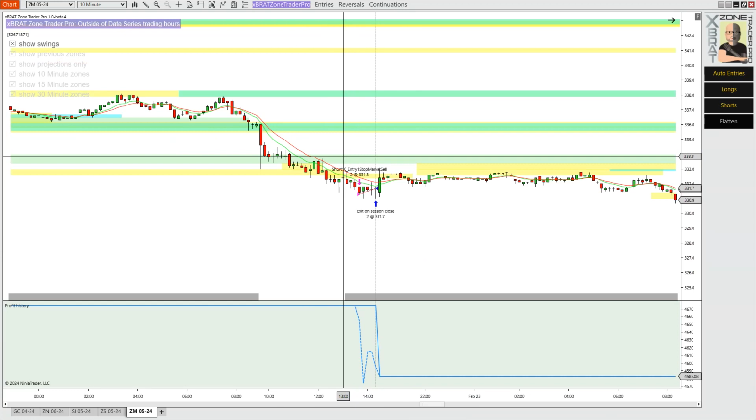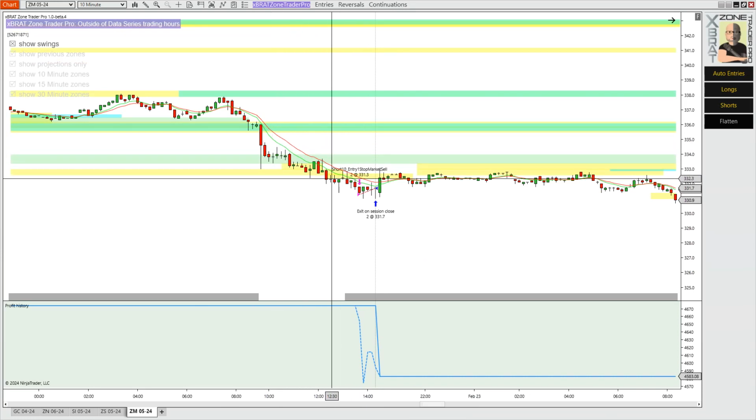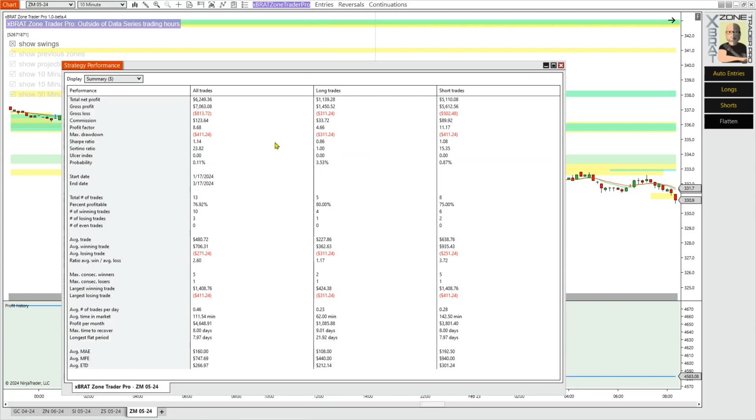Didn't quite do it. It's probably going to have to be a 12. It's coming through. That's when it came through there. 12:20. I don't think that's any good. Let's look at the strategy performance report just to see if what we did has made any difference. 6249. Not really made a great deal of difference there, to be honest.